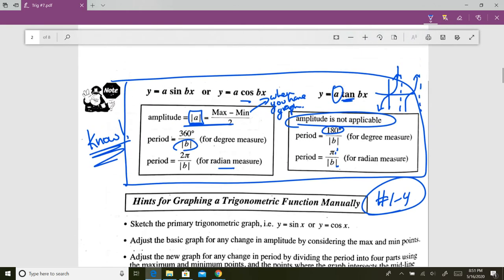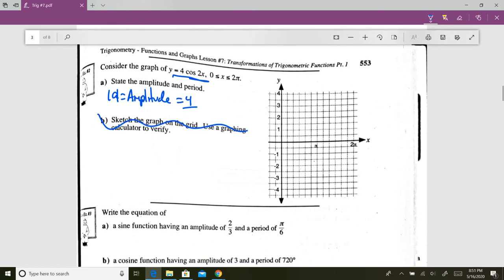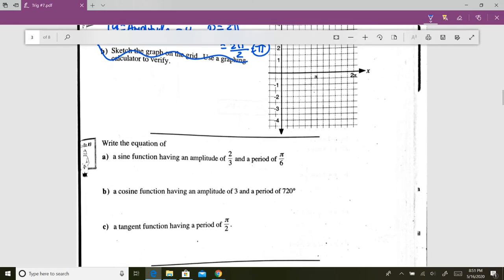To get the period, it's 2 pi divided by b. And they want it in rads because their domain is in rads. So the period is going to be 2 pi over b. What's my b value? Which means my period is just pi. That's it. I don't want you to sketch the graph, so don't worry about that.